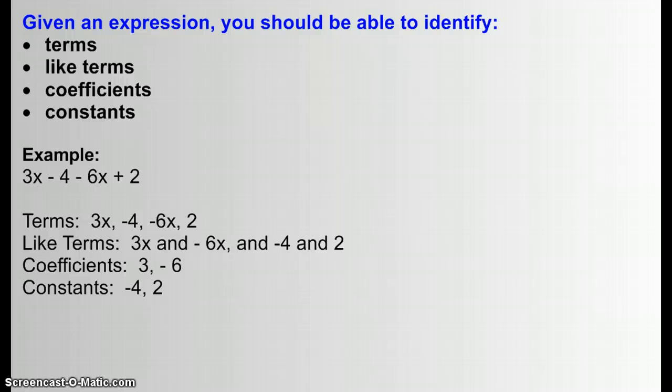The coefficients here are the numbers that are being multiplied by variables. So we have 3, because we have 3x in the example, and negative 6. That comes from the negative 6x. The constants here are the numbers in the expression that sit alone. Remember, they're not being multiplied by any variables. So we have negative 4 and positive 2.